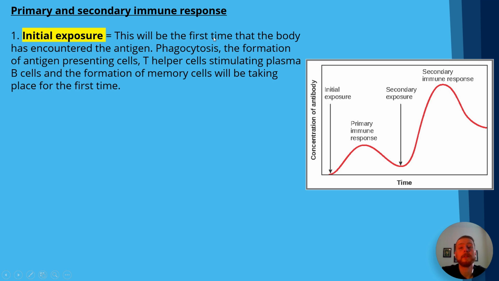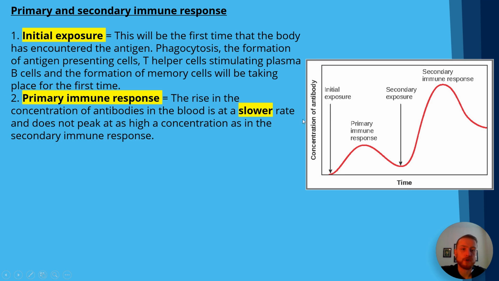This will be the first time that the body has encountered the antigen. Phagocytosis, the formation of antigen-presenting cells, T helper cells stimulating plasma B cells, and the formation of memory cells will be taking place for the first time. Number two, this is the primary immune response, so the rise in the concentration of antibodies in the blood is at a slower rate, and it does not peak at as high a concentration as in the secondary immune response.